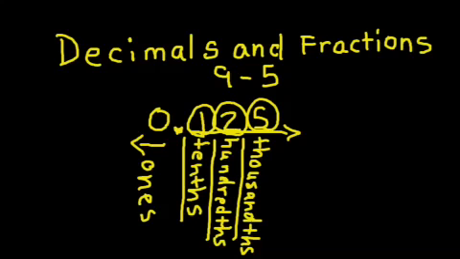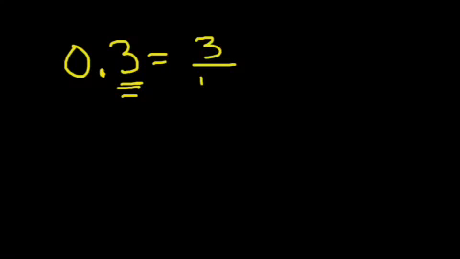So let's try one that's in the tenths place first so you can get the idea. If I do 0.3, I'll notice that the 3 is in the tenths place, okay? So I'll put the 3 on top of the 10 because it's in the tenths place. And you're supposed to read this as 3/10. You're not supposed to say 0.3. It's 3/10 because the 3 is in the tenths place. So that's how you do it when it's in the tenths place.